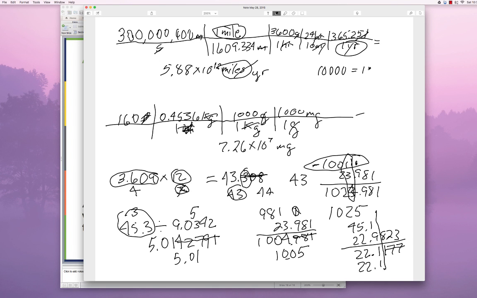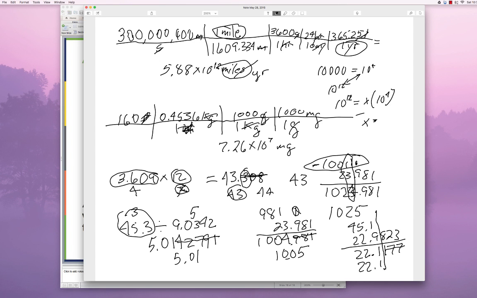10,000 is 10 to the 4th. It's 1, 2, 3, 4 places, so it's 1 times 10 to the 4th, or 10 to the 4th. A trillion, which I'm not going to write up here, I'll just tell you, is 10 to the 12th. Okay. So if there are X number of stacks, and they each contain 10 to the 4th, how many stacks would it take to get to 10 to the 12th?